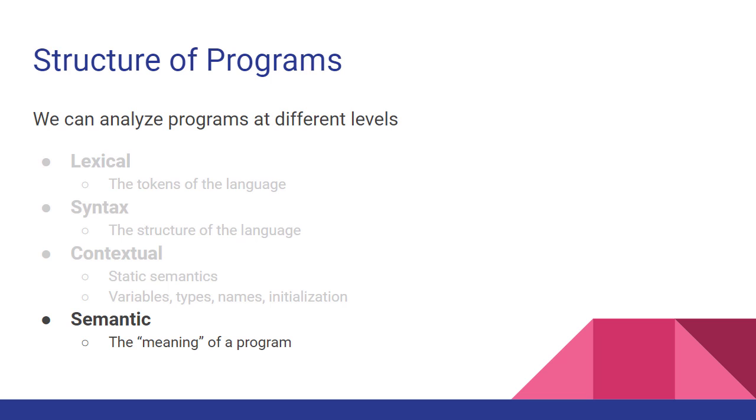And then finally, the semantics of the program are the meaning of the program. It's what's going to happen when you run the program. Sometimes there's a confusion between the syntax and the semantics. The way to keep that in mind is you can have valid syntax that's poor semantics.